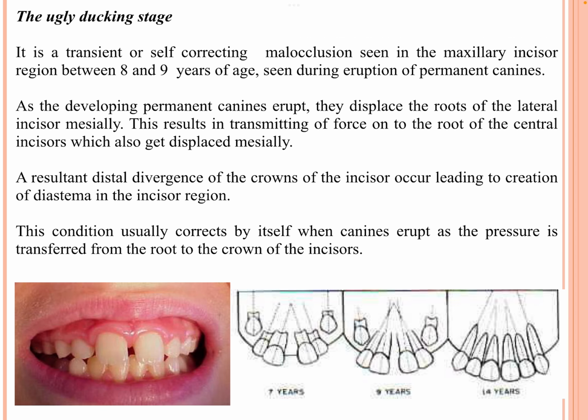The ugly duckling stage, otherwise known as the Broadbent phenomenon. This is a transient or self-correcting malocclusion seen in the maxillary incisor region between 8 and 9 years of age, seen during eruption of the permanent canine.